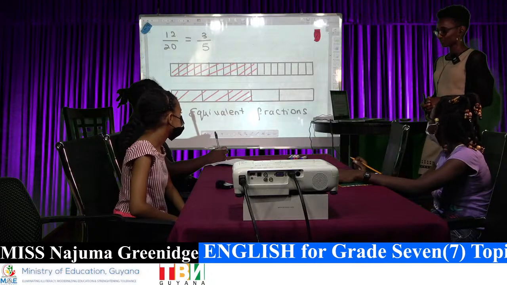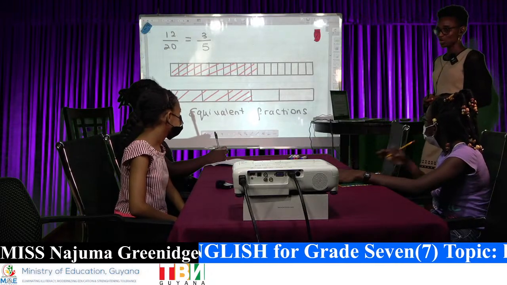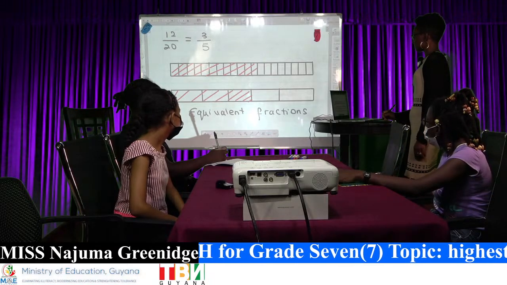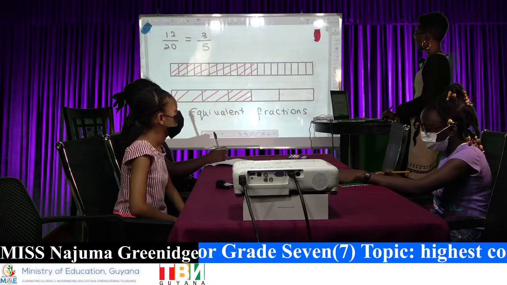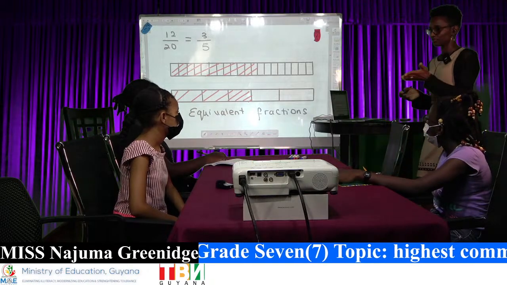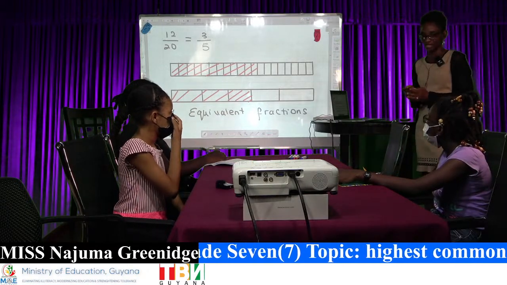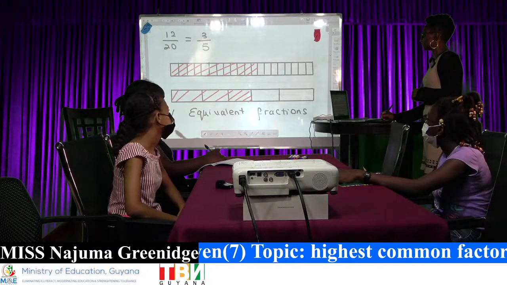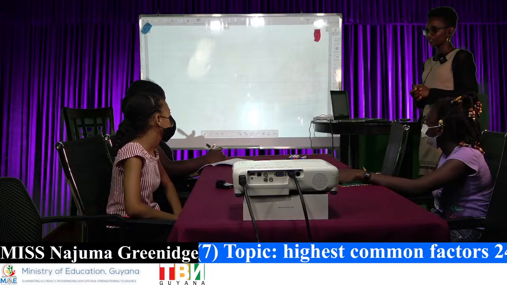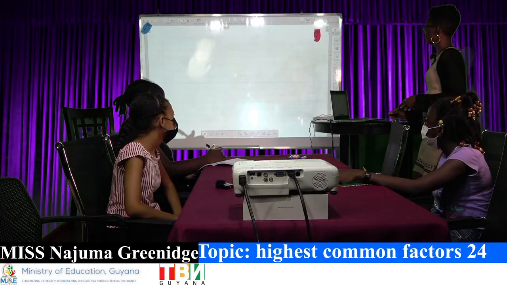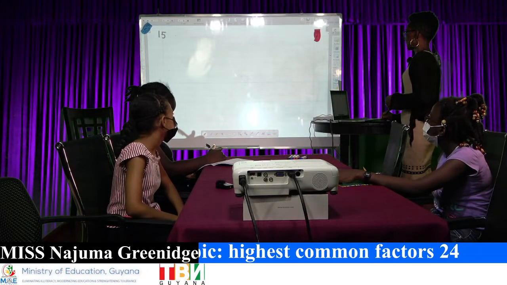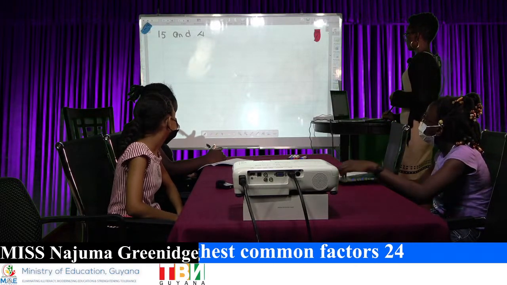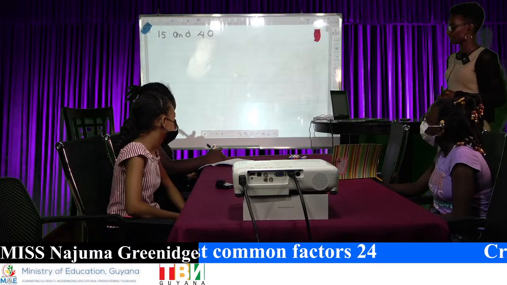Cool? Any questions you have for me? No? Alicia? Not here today? All right. So anybody want to give me their pair of numbers that you can find your highest common factors for? Any pair of numbers. Come on, give me any pair. 15 and 40. All right, 15 and 40.